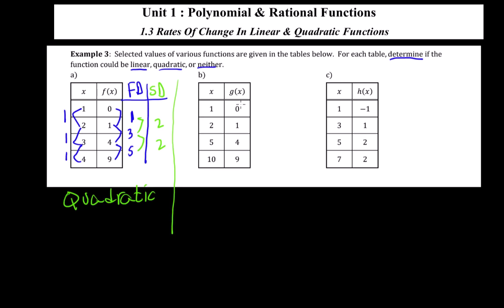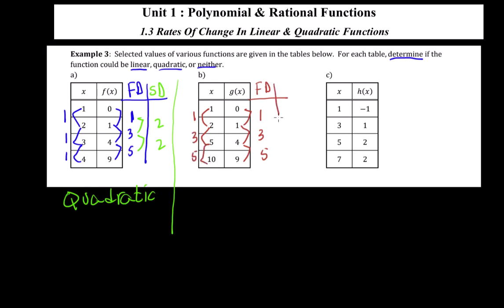Now let's do B. The first difference. 1 minus 0 is 1. 4 minus 1 is 3. 9 minus 4 is 5. It's the same values that we have here. So 2 minus 1 is 1. 5 minus 2 is 3. 10 minus 5 is 5.